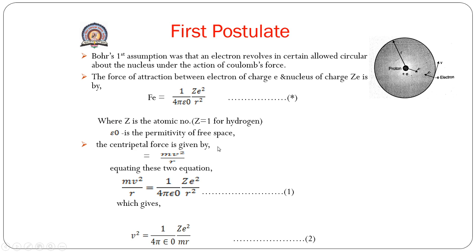Now, the centripetal force required for the rotation is provided by the electrostatic force of attraction. The centripetal force Fc is equal to mv square upon r. Equating these two, mv square upon r is equal to 1 upon 4 pi epsilon 0 into Ze square upon r square. Now we get v square equal to 1 upon 4 pi epsilon 0 into Ze square upon mr. We will write this as equation 1. We will use this equation in the next slide.